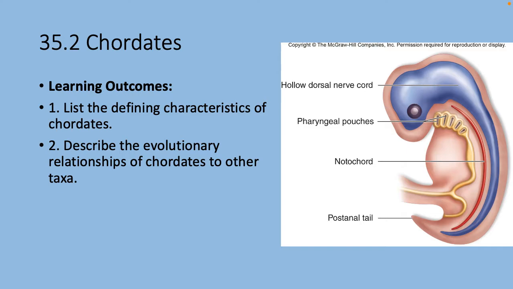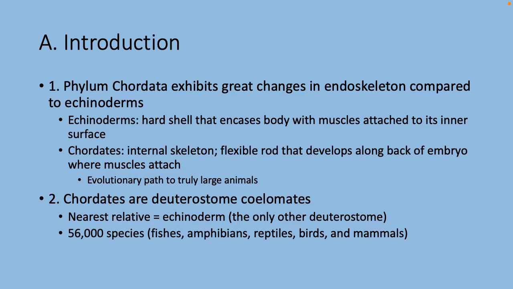All right, chordates. What does it mean to be a chordate? Yeah, basically. All right, so there is a difference between echinoderms and chordates. They both have an internal skeleton, but with the echinoderms, they had the hard shell that encases those muscles. In chordates, we have the internal skeleton, but we see a feature where everything is attached to a flexible rod. So think of it as like your spinal cord in a way, that flexible rod in us, how everything attaches to our core.